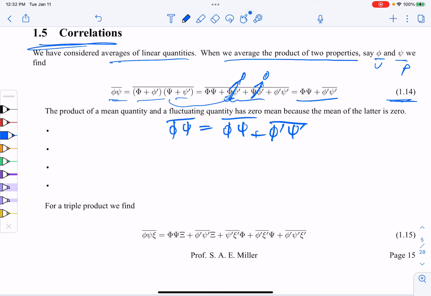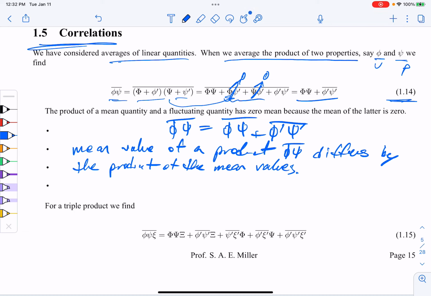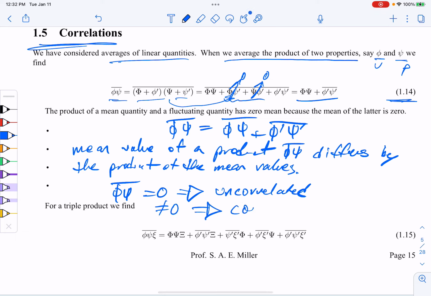Okay. So what does this really tell us? It tells us that the mean value of a product like the average of phi psi differs by the product of the mean values. Of course, this doesn't just apply to turbulence, it applies to any stationary statistical process. And if the average of phi prime psi prime is 0, that implies that they're uncorrelated. And if it's not equal to 0, then they have some correlation.